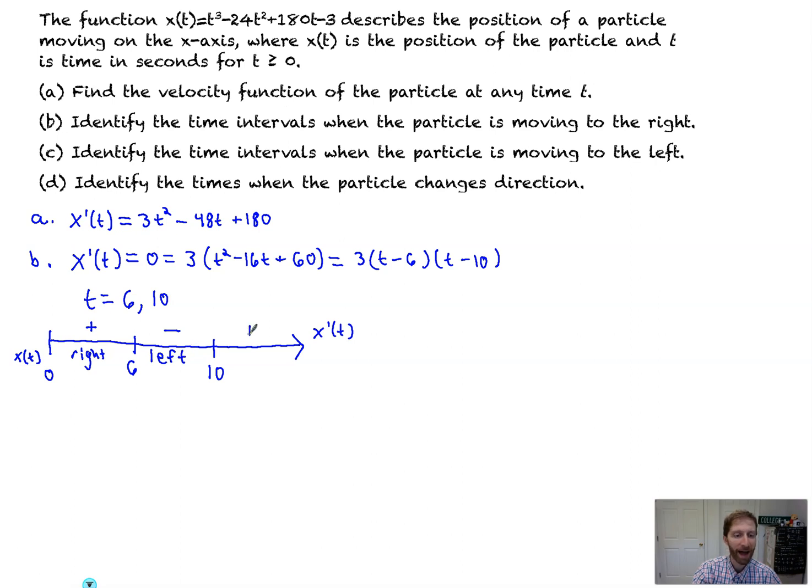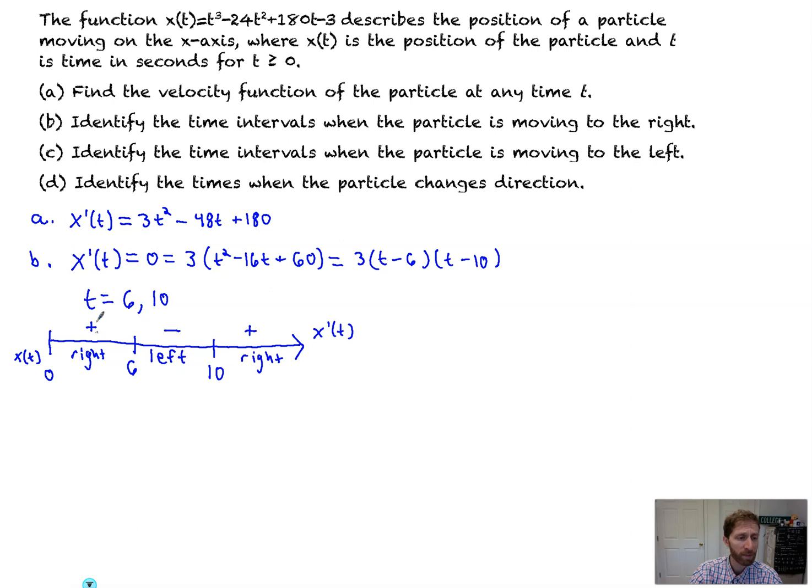And then positive from 10 on. How do I know that? 45 is to the right of 10. 45 minus 6 times 45 minus 10 is a positive times a positive. So we're moving to the right. Again, that would be an increase. So that's moving in the positive x direction. And that's it. That's all there is.